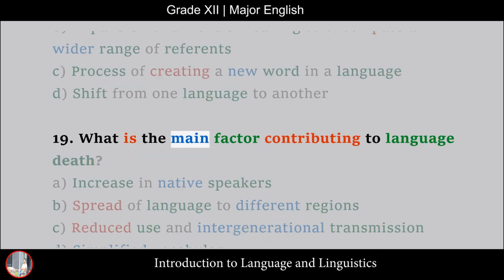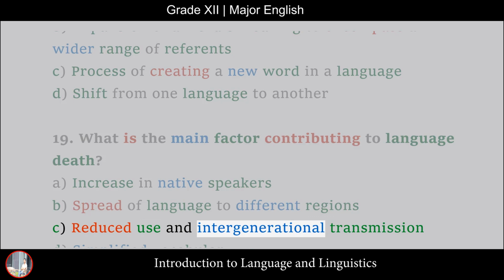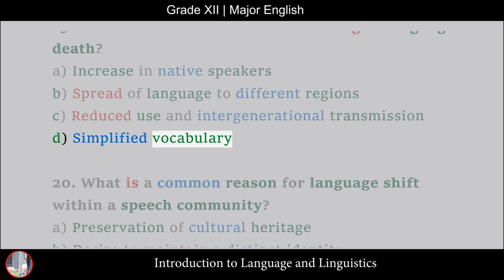19. What is the main factor contributing to language death? A. Increase in native speakers. B. Spread of language to different regions. C. Reduced use and intergenerational transmission. D. Simplified vocabulary. 20. What is a common reason for language shift within a speech community?